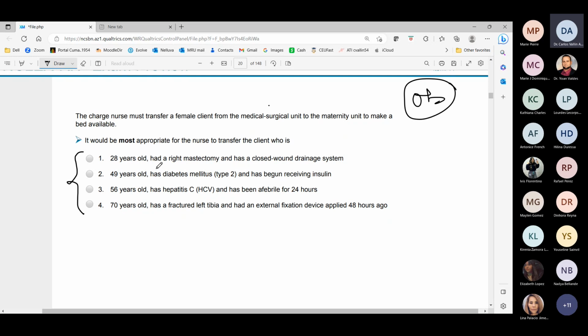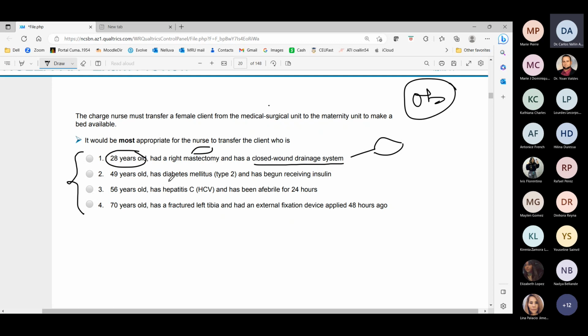So we have a 20-year-old with a right mastectomy and a closed wound drainage system, a Jackson Pratt. She is a relatively young woman who had surgery in one breast.